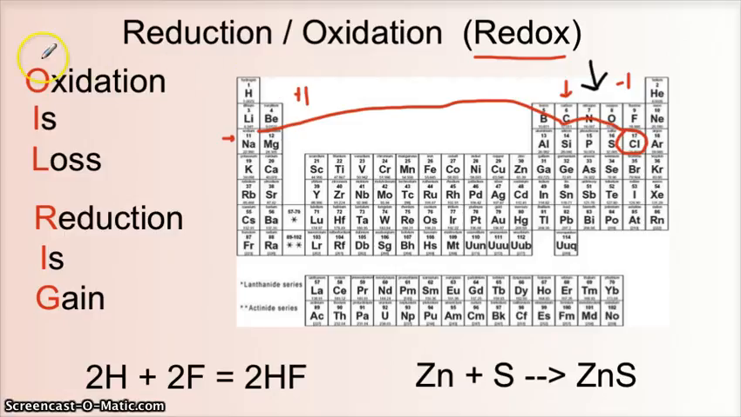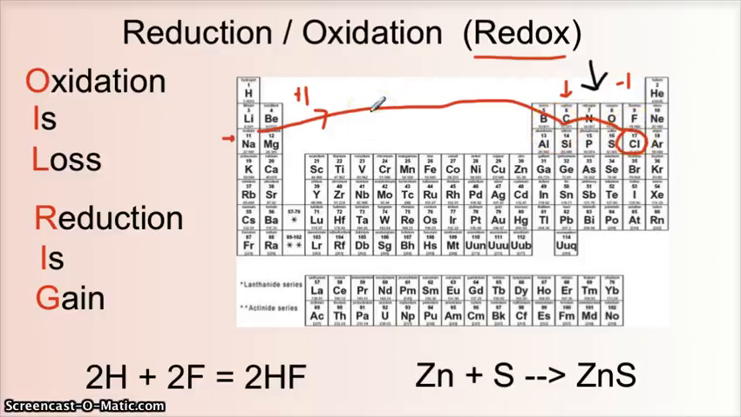Yes, OIL RIG. You can see right down here, OIL RIG. Oxidation is loss. So which one of these lost an electron? Oh, it's going to be sodium. Sodium lost the electron going this way. Which one is a gain? It's reduction. Chlorine is the one that is reduced.